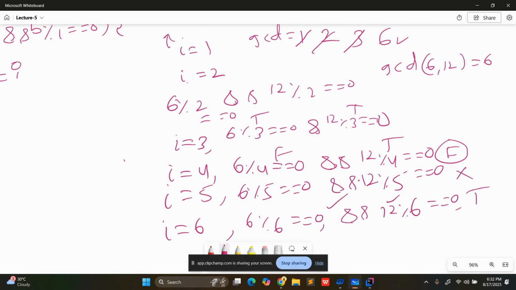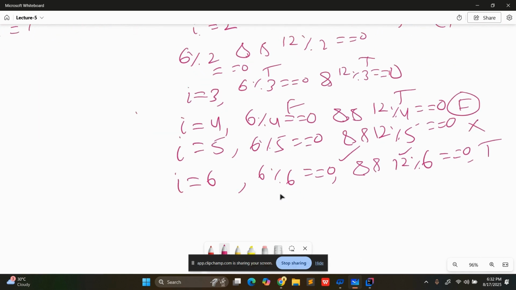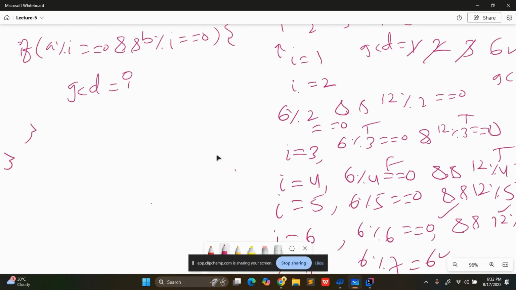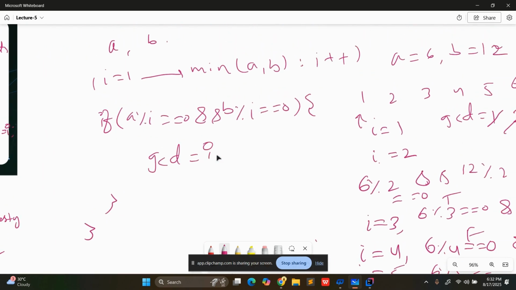You can see how this works. If you go after 6, you can see what will happen. 6 modulo 7 would give 6, right? Because if I divide 6 by any number greater than 6, I will definitely get 6 only. So that's why we are not having any common factors after 6. So this is how this iteration goes on, and I will be storing this. Yeah, this is all about it.